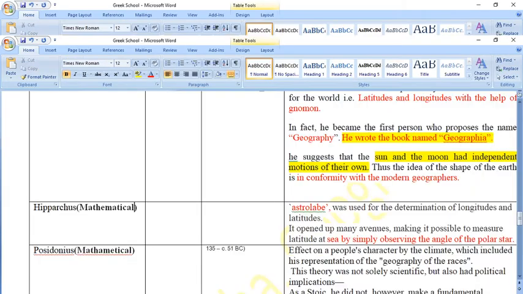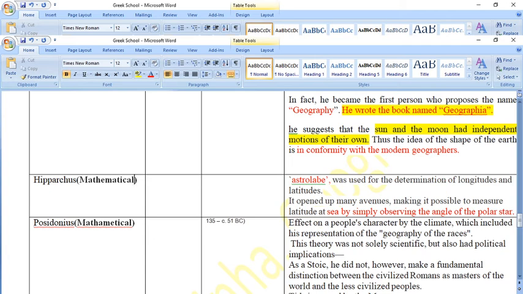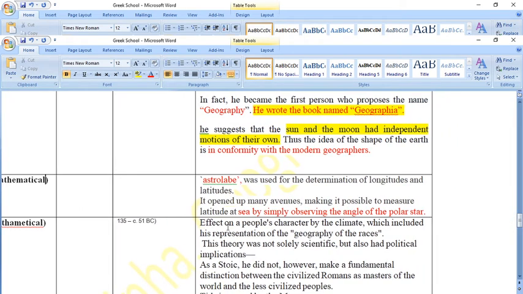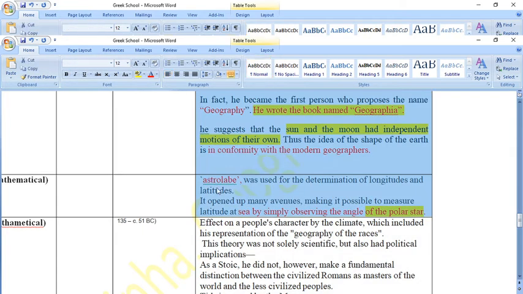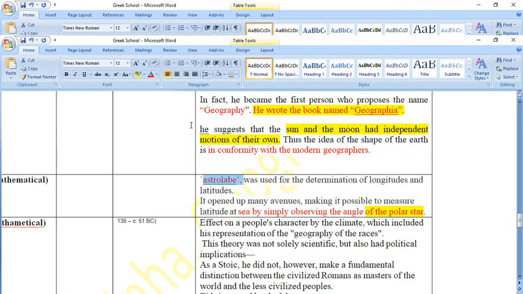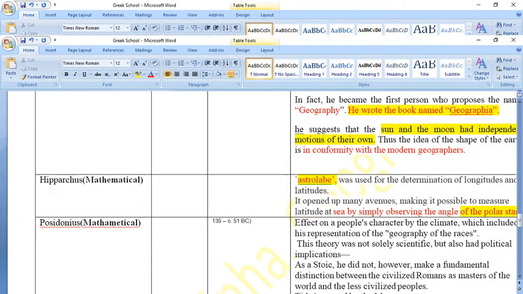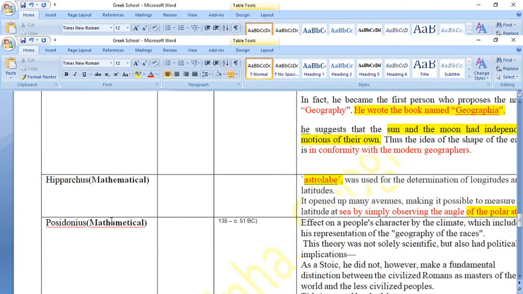Okay, then Hipparchus also measured the angle of the polar star, and he prepared an instrument to identify the latitude and longitude, that is the astrolabe. Now go to Posidonius. He was also a mathematical geographer. Basically all are mathematical geographers. They identified and graphically presented the size and pattern of the earth as well as the universe.